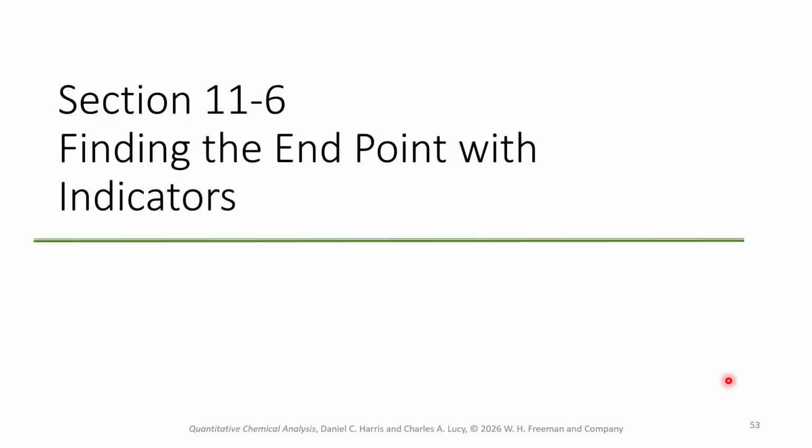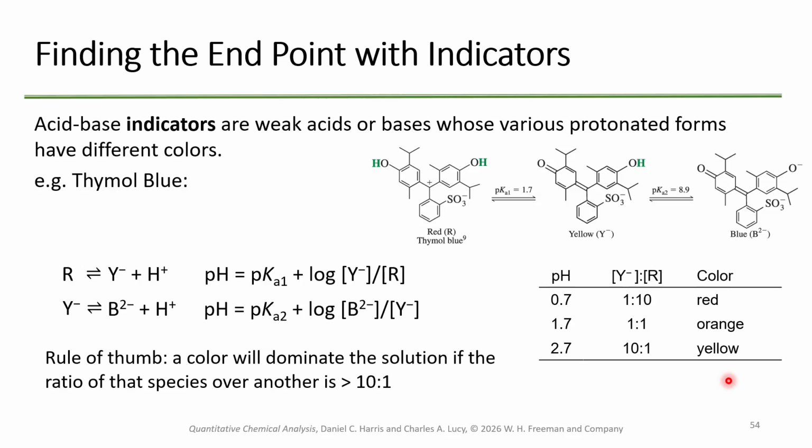Okay, so let's talk about indicators a bit. Now, acid-base indicators, these are going to be a weak acid or base whose various protonated forms have different colors. That always has to be true because that's what makes them pH sensitive, is they are some form of a weak acid or weak base. Okay? It's also why you always want to be careful and not add a milliliter of indicator, right? You add like a drop or two, okay? Because they are acids and bases.